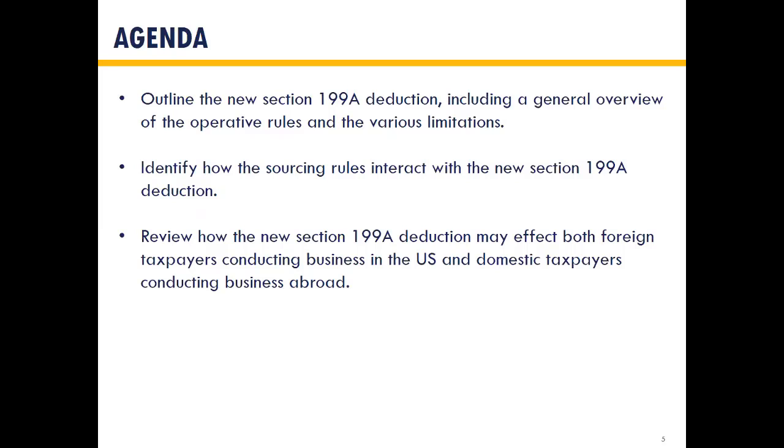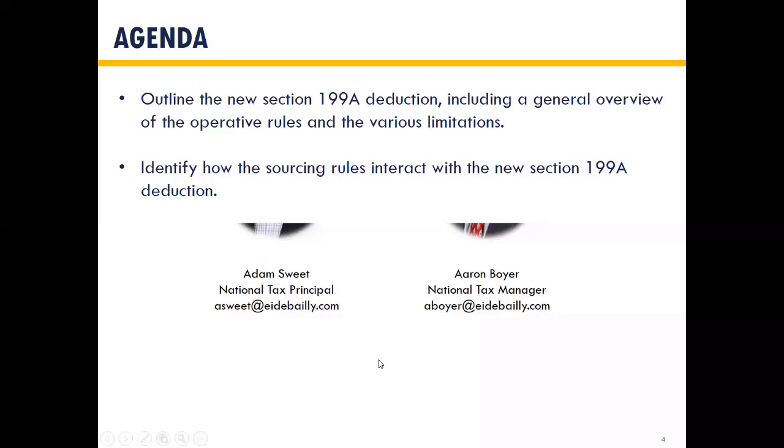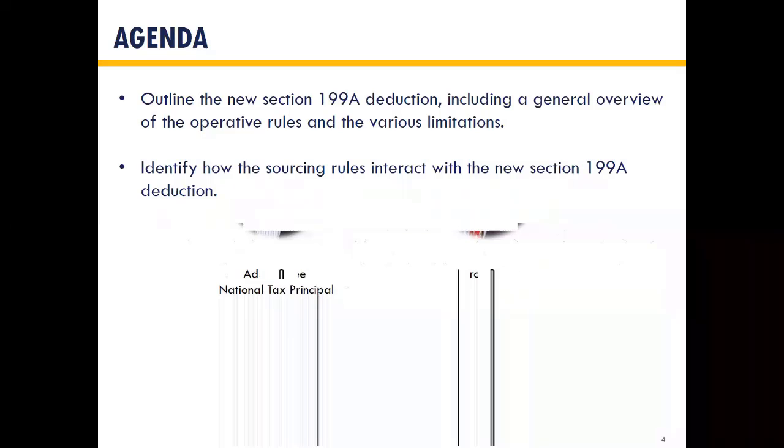Thanks, Aaron. So just a quick agenda here: I think we'll start with some background just on Section 199A, the mechanics of 199A, the purpose of 199A, how it works, and the various limitations. And then Aaron can layer in the international aspects to this. So first of all, how the sourcing rules interact with the new Section 199A deduction, and then also the inbound and outbound considerations. But again, we'll start with just an introduction to 199A to try to lay the groundwork.